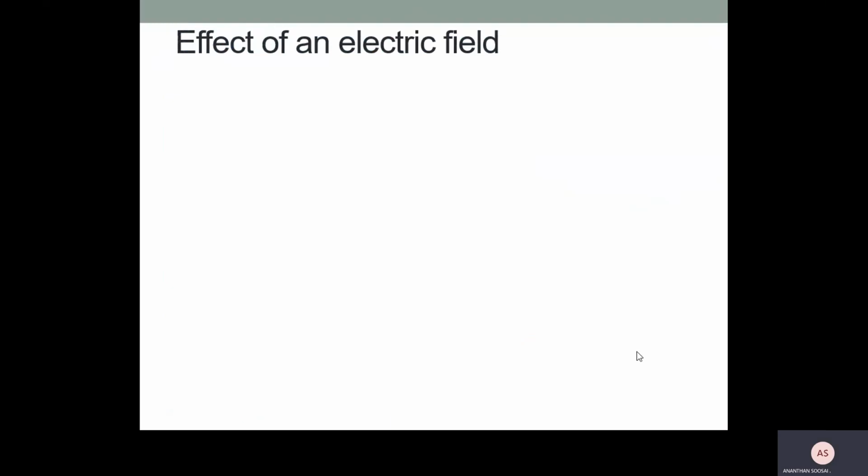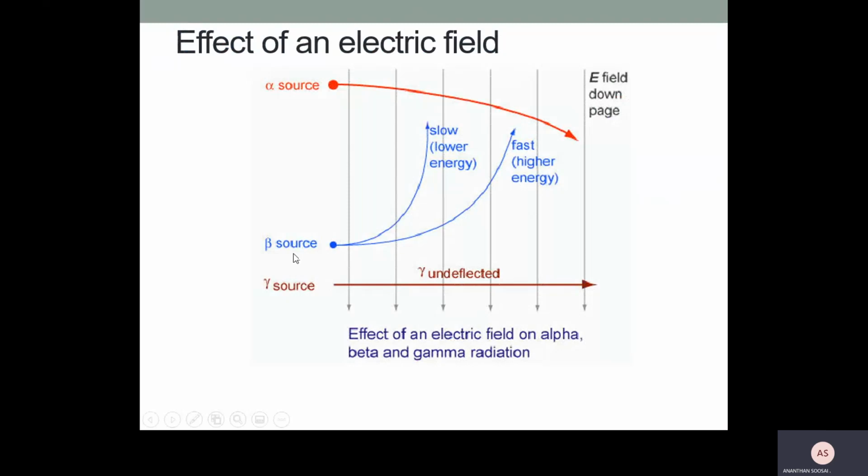Okay. So the effect of an electric field on the deflection. Sometimes they ask you to draw it. Beta deflects the most, alpha deflects a little, and gamma goes straight.